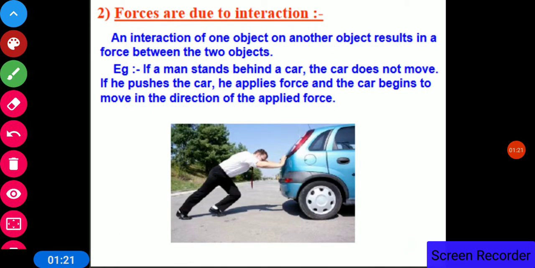Now, forces are due to interaction. An interaction of one object on another object results in a force between the two objects. For example, if a man stands behind a car, the car does not move unless he pushes it. He applies force and the car begins to move in the direction of the applied force.